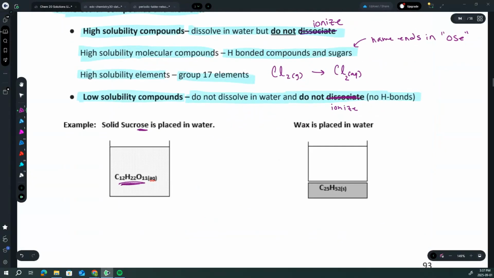All right. Now, if we have wax placed in water, with wax, that can't do any hydrogen bonding because hydrogen is not directly bonded to either nitrogen, oxygen, or fluorine. It's not a sugar because the name doesn't end in OSE. Therefore, it's just going to clump together and remain solid.